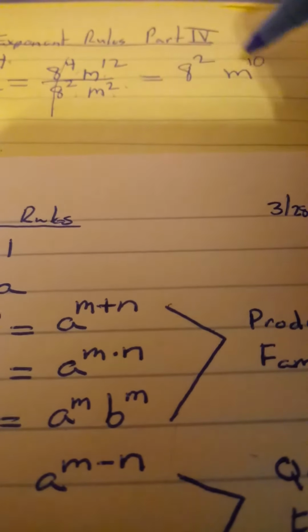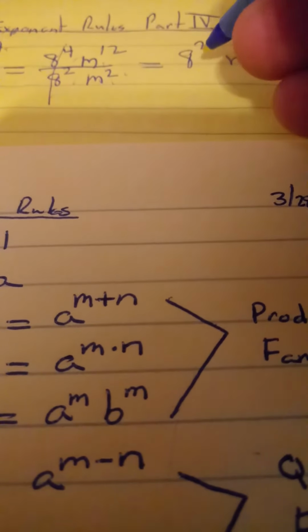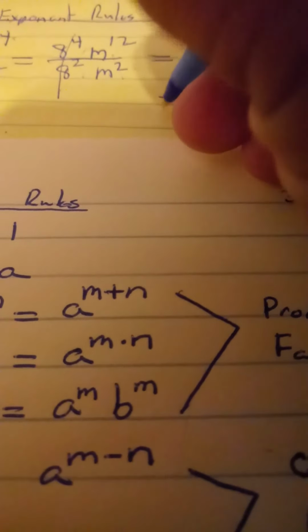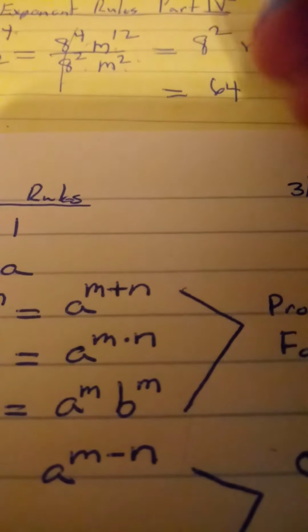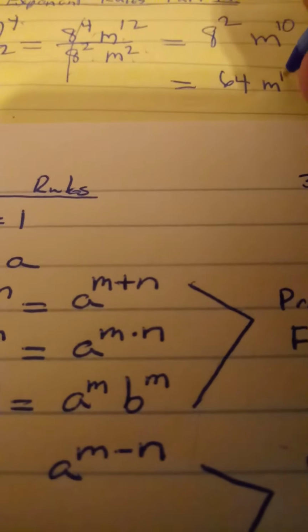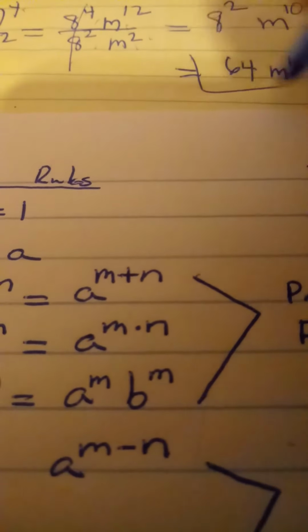So now we're going to go ahead and simplify this. 8 raised to the 2nd, 8 times 8 is 64. And we're going to keep the m to the 10th. And that will be your answer.